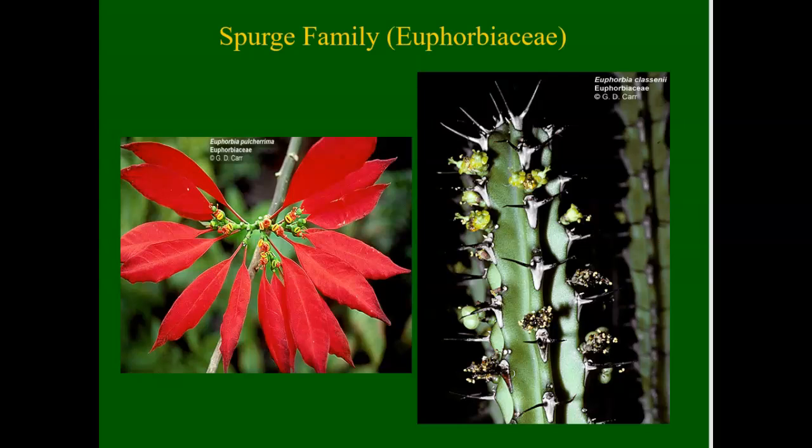Most of these, all the spurges, will have a kind of creamy white sap. If you've ever had a poinsettia and you've broken off a piece of it, you've probably seen the white sap. It almost looks like Elmer's glue. And so that's an easy way then to tell a euphorbia from a true cactus.